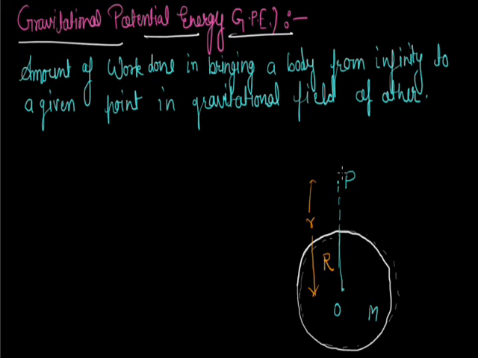So the body is at infinity, and we have to calculate the work done in moving a body from infinity to a point P. To calculate the work done, suppose here is a small element dx, and this is point A, and this is point B, and the distance of A from the center of Earth is small x.